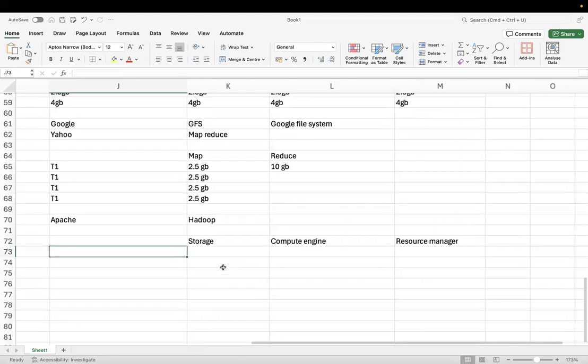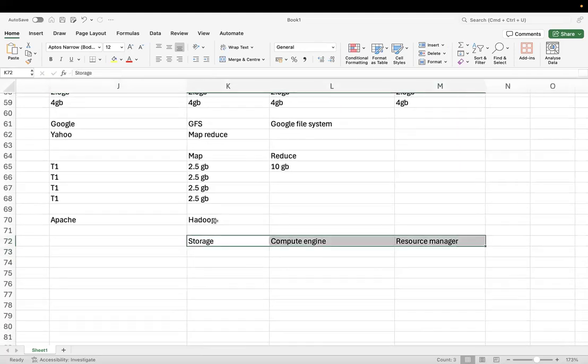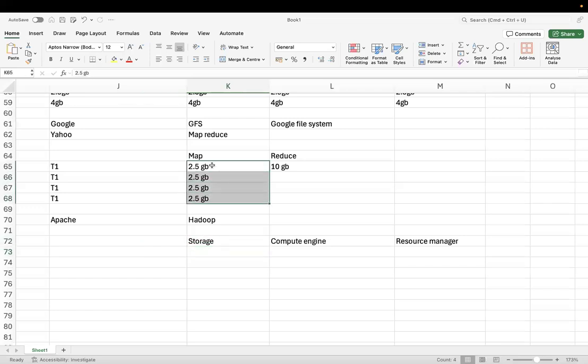Okay. So what they have done is they have come up with these three components in the Hadoop. Apache said, we are going to use a distributed storage. For these 2.5 GB files, we are going to use the distributed storage, call it HDFS, Hadoop Distributed File System. Whenever you store a file in HDFS, automatically it is going to divide those files into a number of partitions. We call it a partition here. Each 2.5 GB file is called a partition.